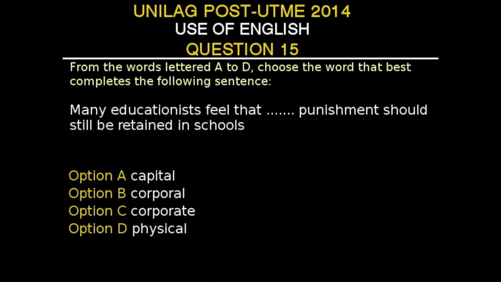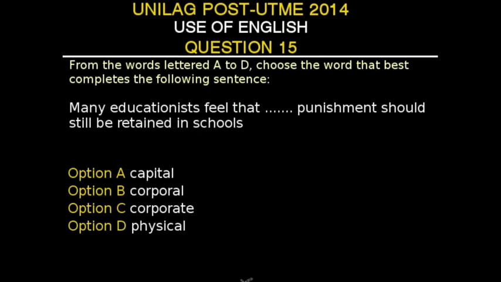Finally, physical. And so physical is any punishment that could be administered physically. It could get to extreme cases such as torture, to flogging and all of that. And since it includes extreme cases, that also isn't a correct answer. So the correct answer to this question is option B, corporal.